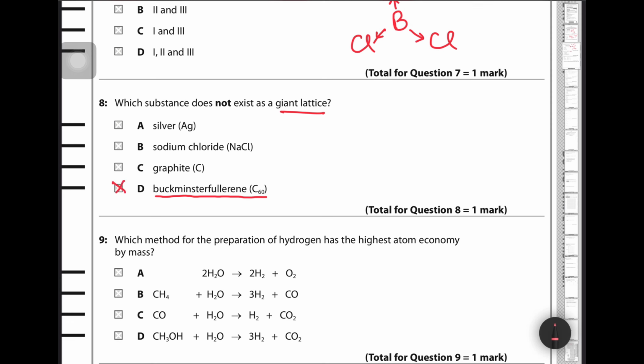If you don't know, you should know now that this carbon 60 is basically a simple molecule. It consists of C60 molecules where you can see 60 carbon atoms are covalently bonded within each individual molecule, and there are weak intermolecular forces between the molecules. So my correct answer is this. Let's move on to the next question.